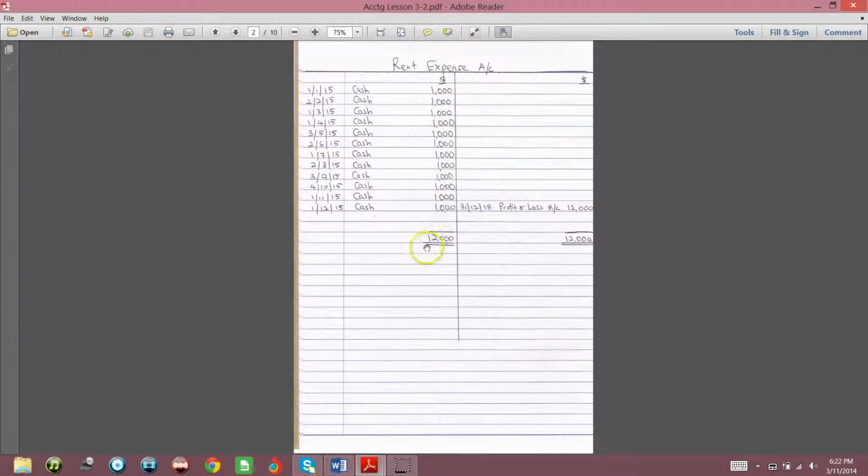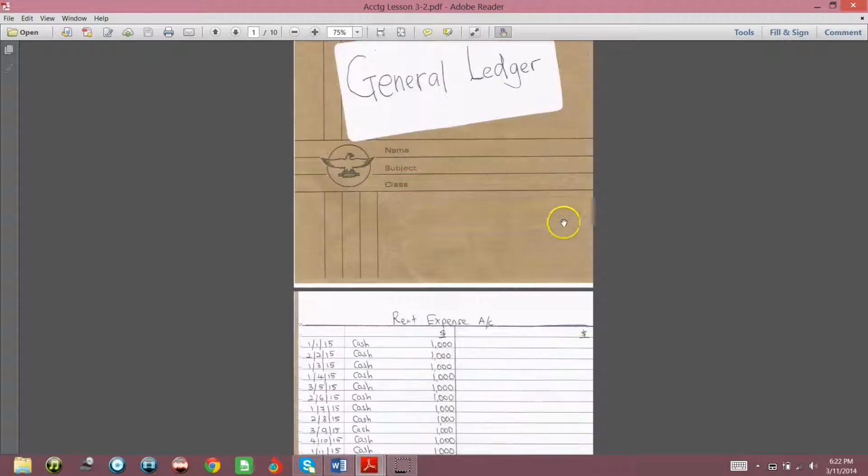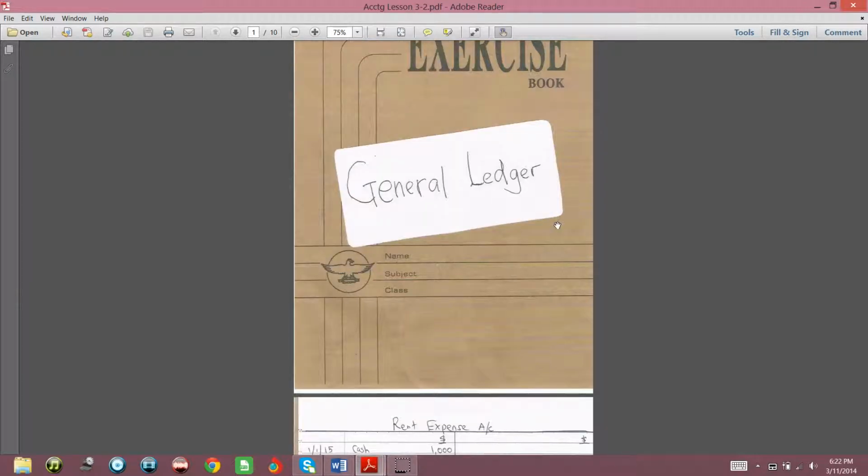Okay, I total this: 12,000. These are all the rent that I paid out, and this is my year end, 31st December 2015. My rent expense will be 12,000. You see how neat the work can be with the help of a general ledger.